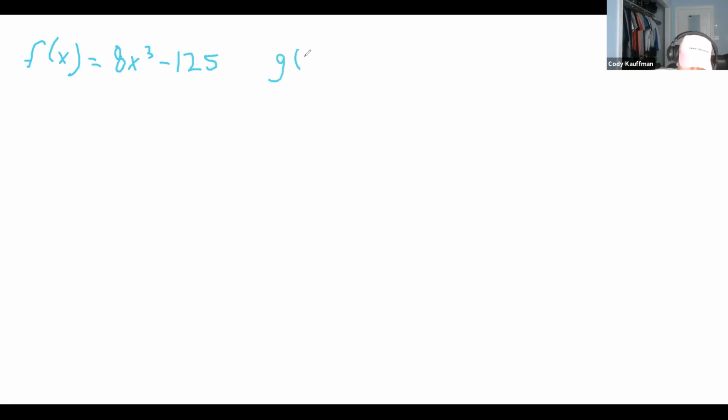Okay, so for example number 4, we want to actually create our functions. Okay, so we are given f of x equals 8x cubed minus 125. What should that be screaming at you? Factor. Yes, specifically a factoring of 2 perfect cubes.